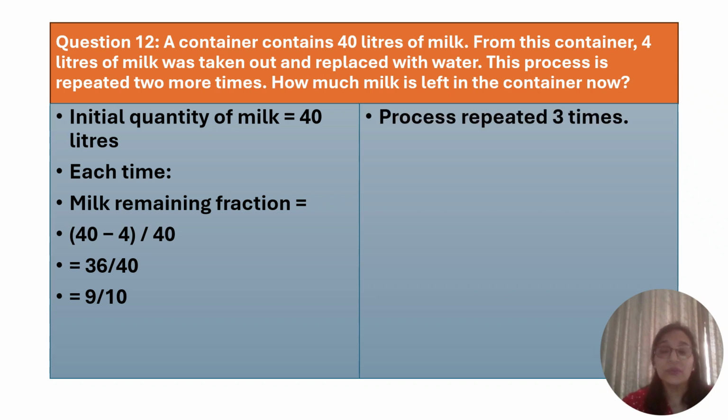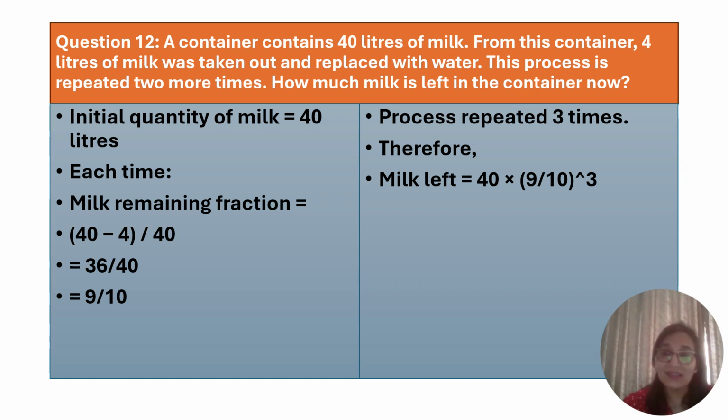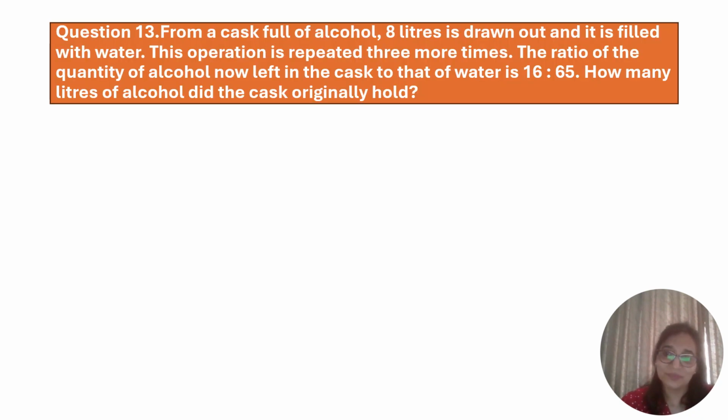Now, if you read the question, this process is repeated 2 more times. That means repeated 3 times. Therefore, milk left will be 40 into (9 upon 10) cubed, that is the remaining fraction. And when you calculate, children, you will get 29.16 liters. I hope the step-by-step solution is clear to you.